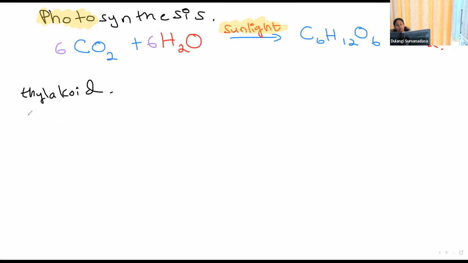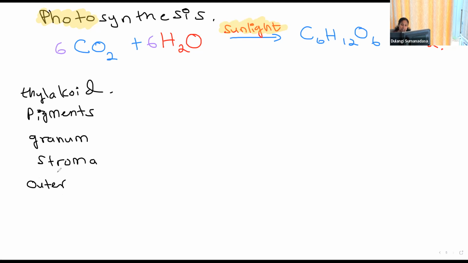Thylakoid, on top of the thylakoid add the pigments. The stack of the thylakoid is the granum. The liquid is the stroma. And you have to have the outer membrane and inner membrane, because there's a bacterial origin.